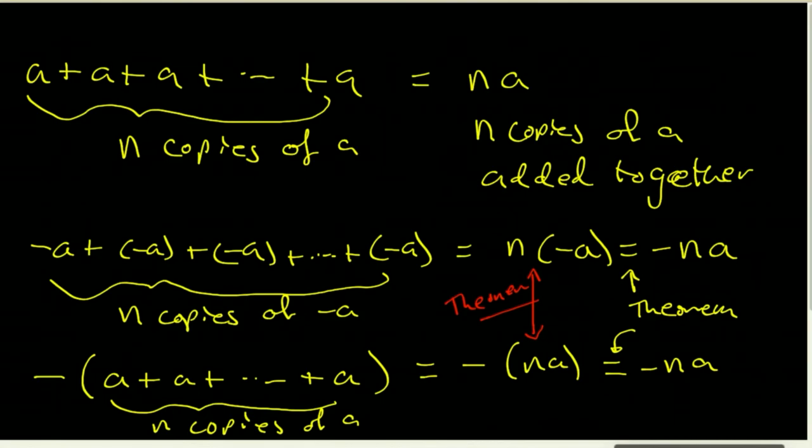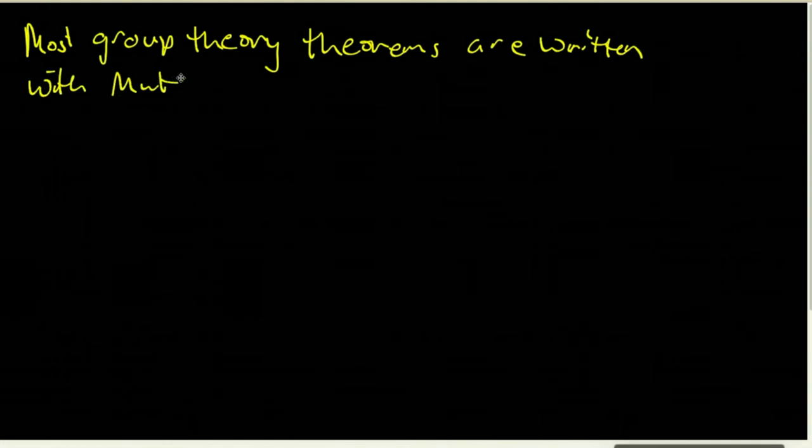Now, since there are two kinds of notation used for groups, the final thing that we need to look at is how we literally translate from one notation to the other. And that translation skill is important, and I want to talk a little bit about that. So, most group theory theorems are written with multiplicative notation.